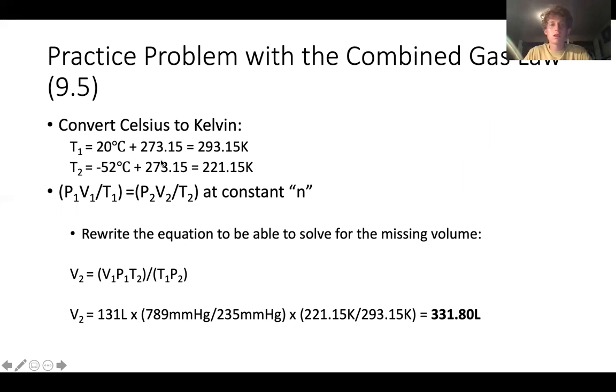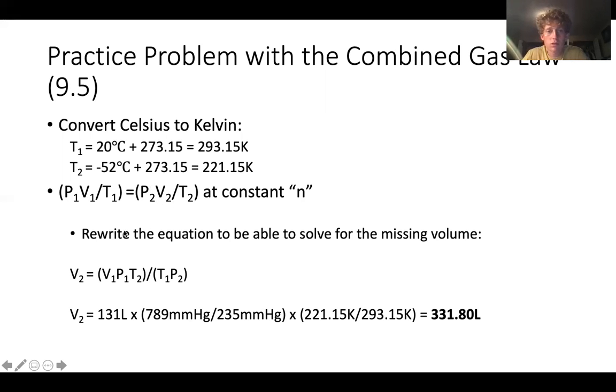And then our second temperature, our final temperature, is negative 52 degrees Celsius plus 273.15, which is equal to 221.15 Kelvin. And then we have our combined gas equation, which says that equal sign should be a proportional sign, but this equation works. So P1 times V1, pressure 1 times volume 1 divided by temperature 1, is equal to pressure 2 times volume 2 divided by temperature 2 at a constant number of moles.